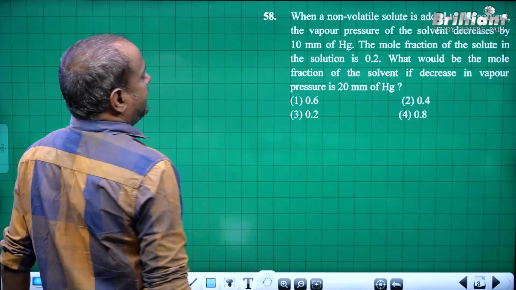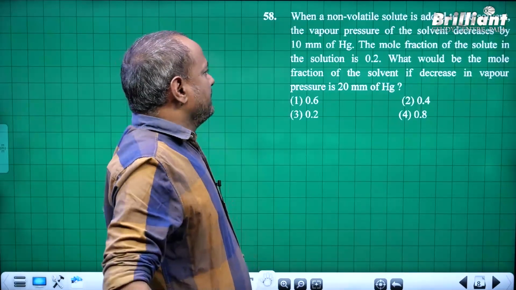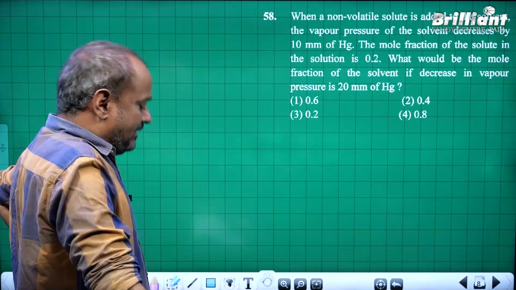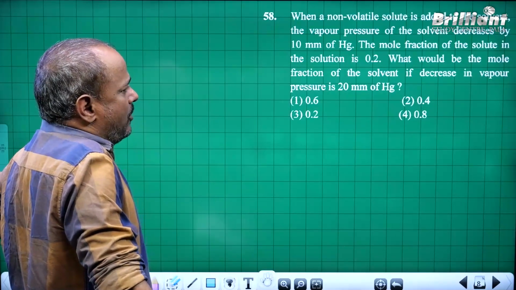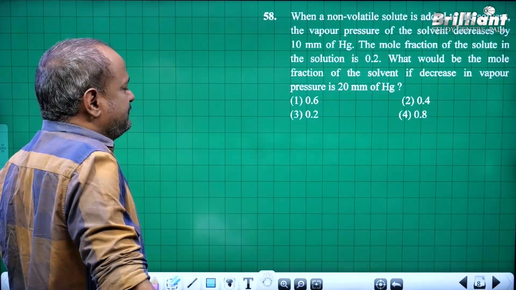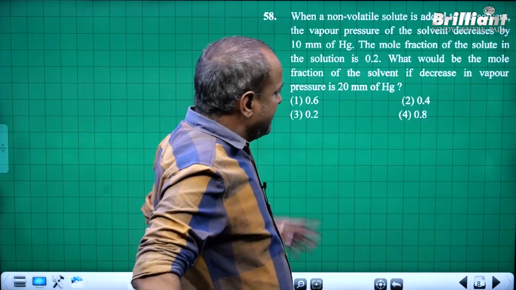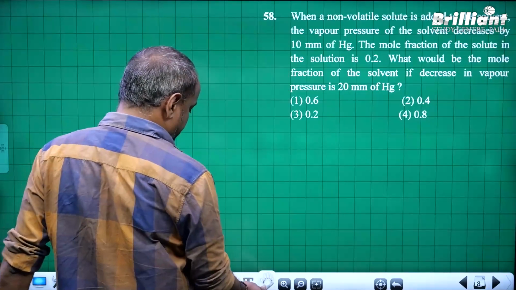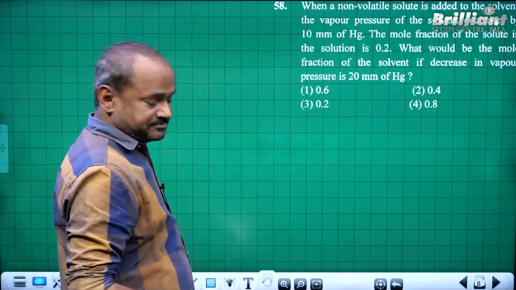Okay. Next, when a non-volatile solute is added to the solvent, vapor pressure of solvent decreases by 10 millimeters. Mole fraction of solute is 0.2. What would be mole fraction of solvent if decrease in vapor pressure is 20 millimeters of mercury? This one PYQ question. No? PYQ, I think medical PYQ question.